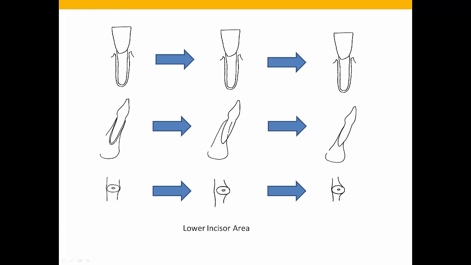This diagram kind of explains what I believe happens when we create orthodontic boundary violation. This represents all three views. The top is the coronal, the middle is the sagittal, and the bottom is the axial view. From the coronal view, you don't really see any bony changes because the height of the crestal bone does not change.